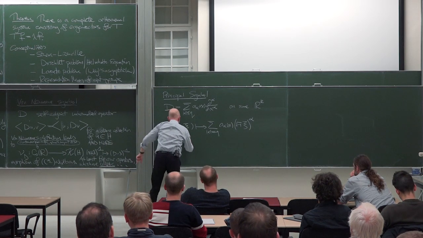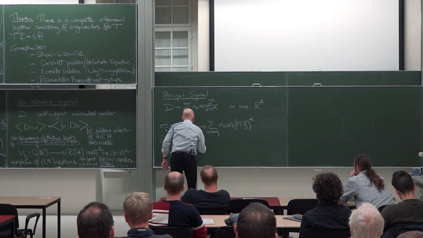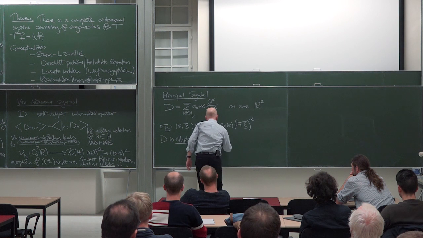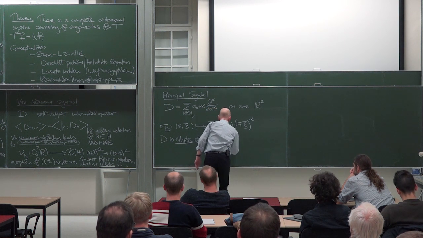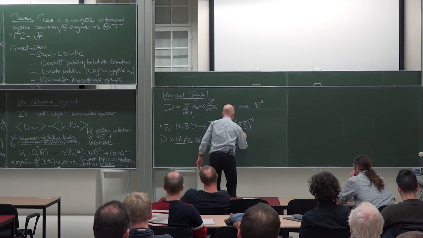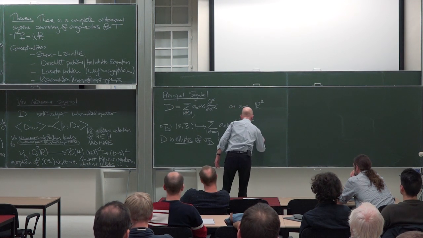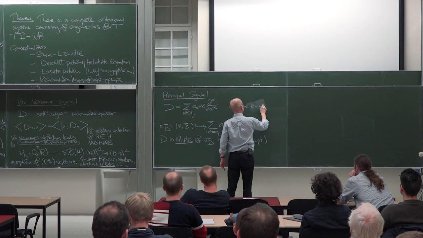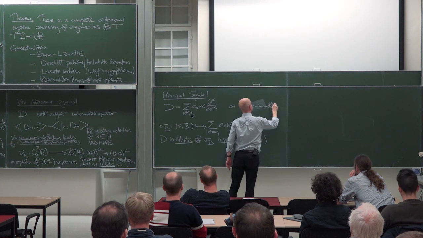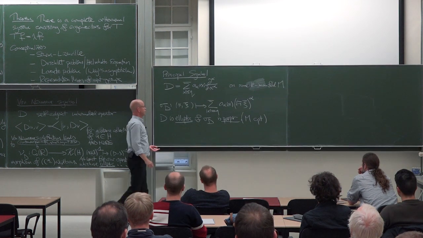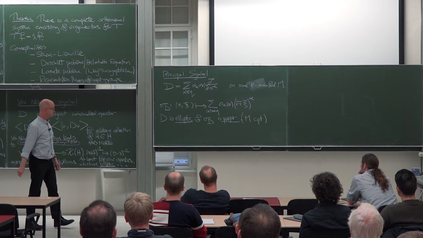And one says that D is elliptic, the word that I used over there, if this function, it's just a function, is a proper function. The inverse image of a compact set is compact. So I'm assuming here for simplicity that M is, let's just say here some k-manifold. M, I like that better. So assuming M is compact, this is what elliptic means.